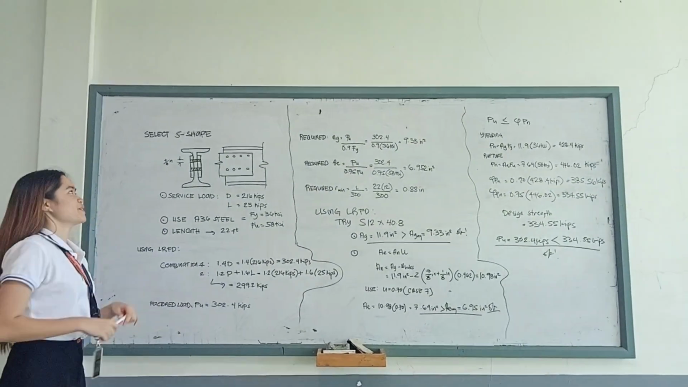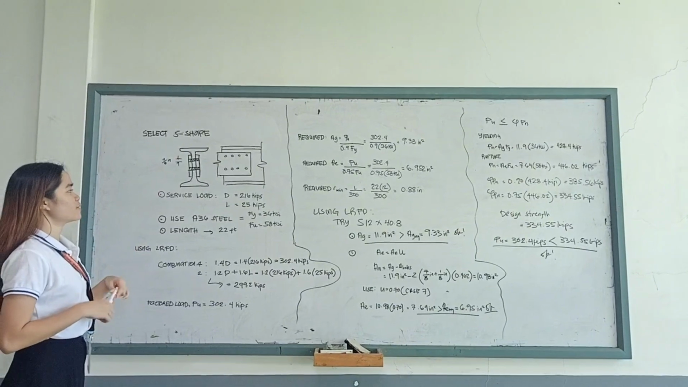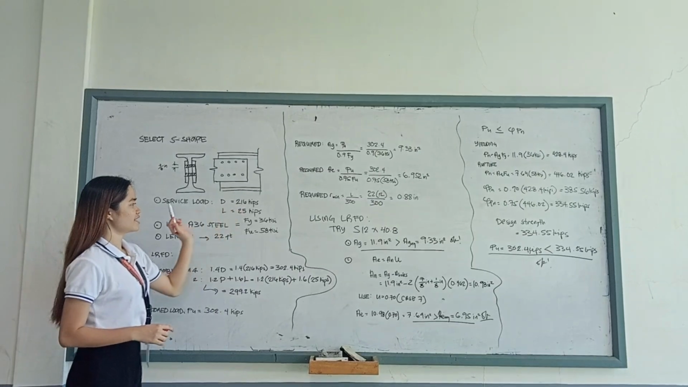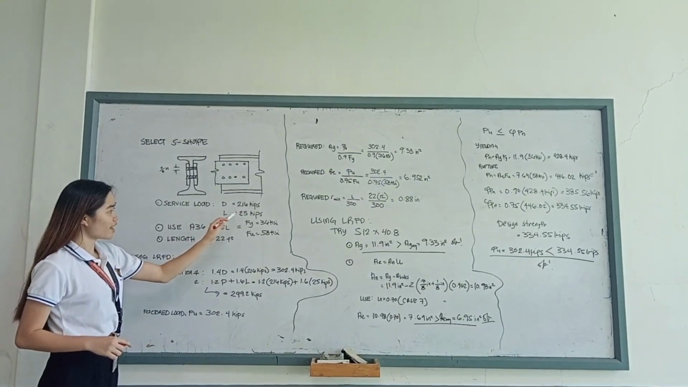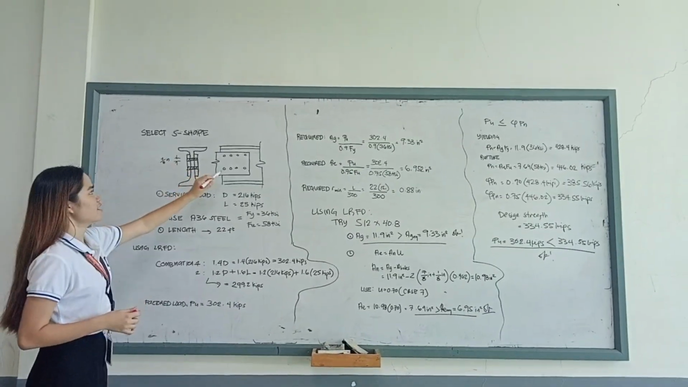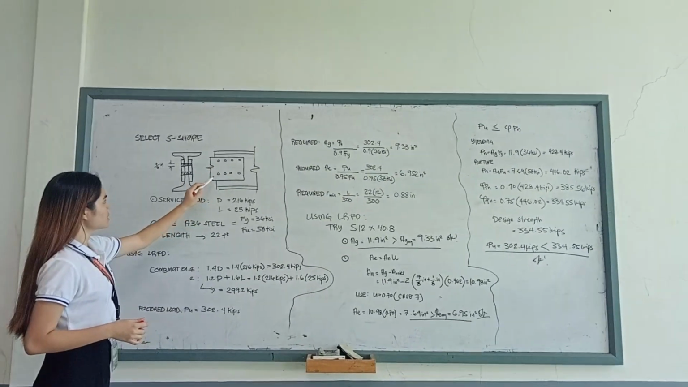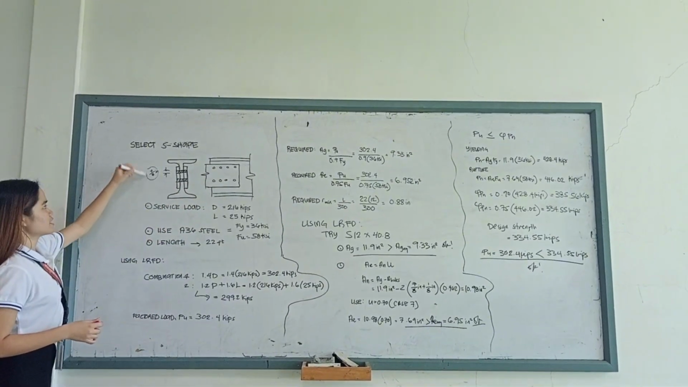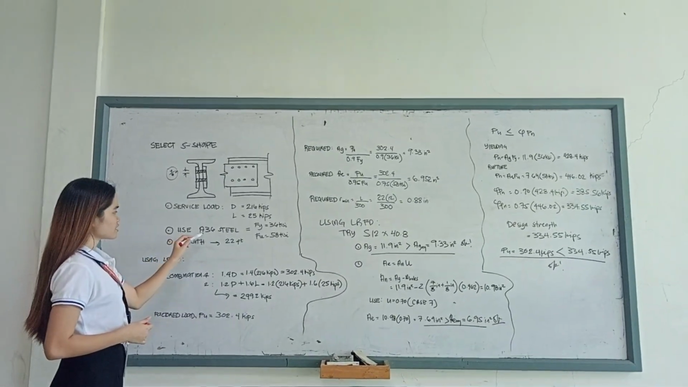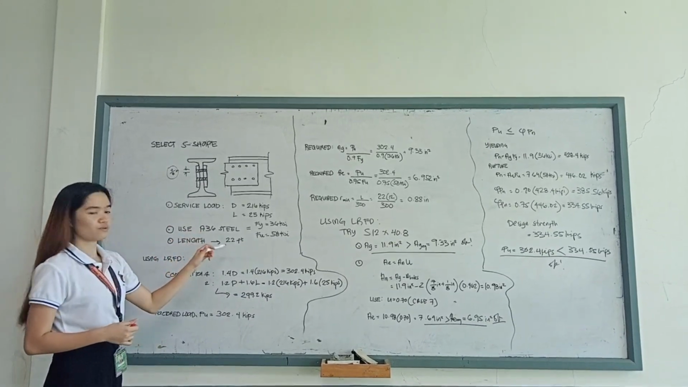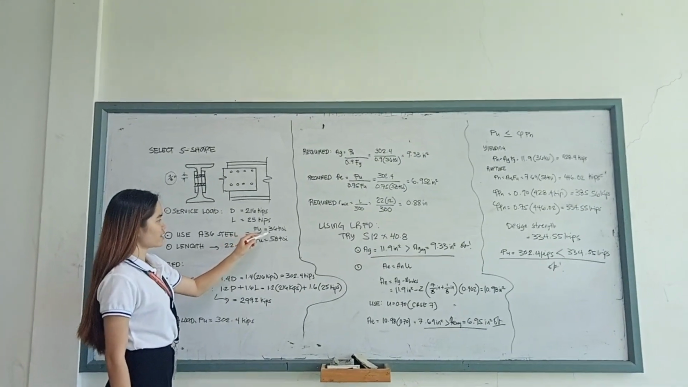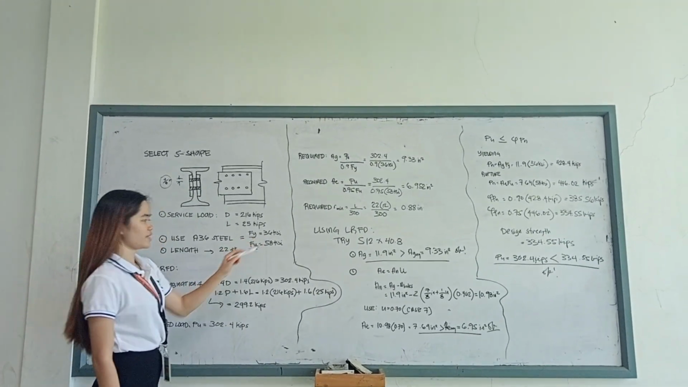Okay, so our problem is to select an S-shape to resist the loading, which is a dead load of 216 kips and a live load of 25 kips. The S-shape has 8 bolts with 7/8 inch diameter. We will use A36 steel and the length is 22 feet. With A36 steel, Fy is 36 ksi and Fu is 58 ksi.